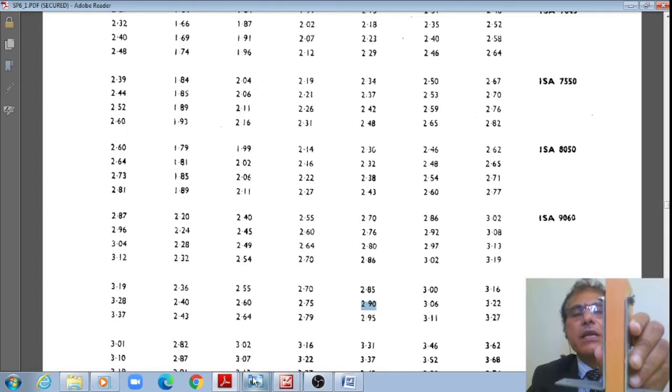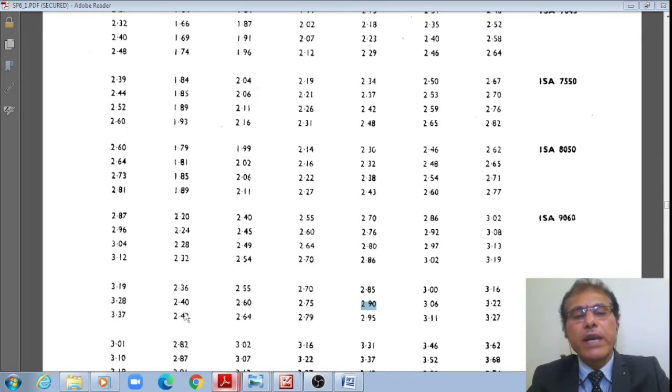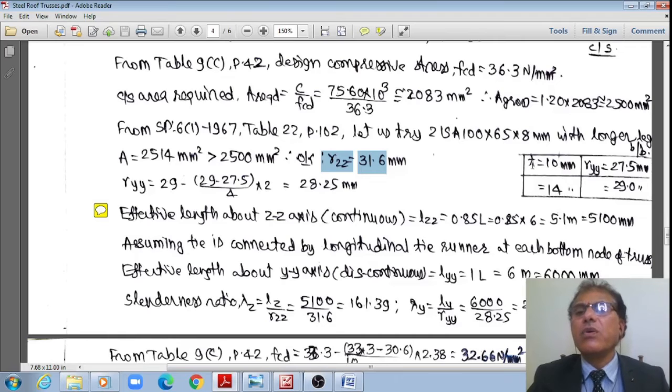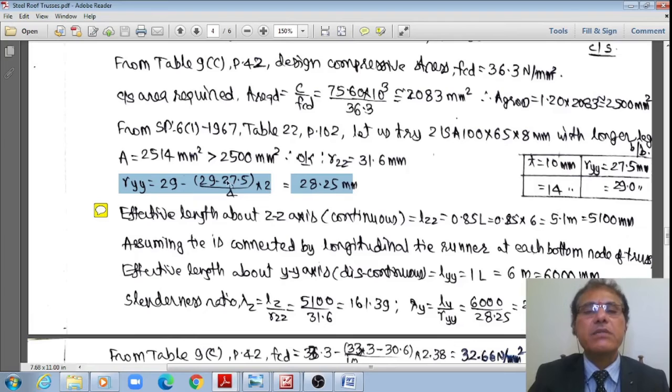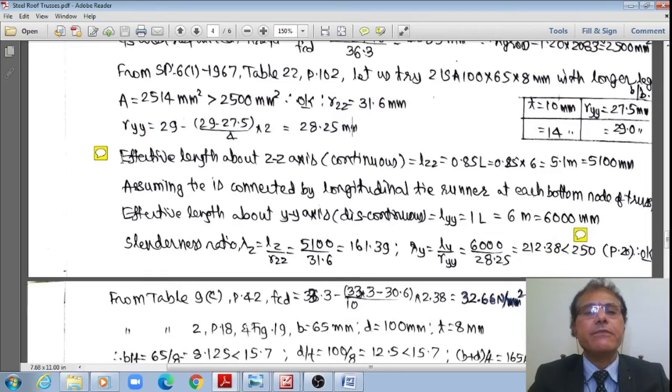However, here the gusset plate is of 12 mm, therefore if I interpolate, what do I get? For 10, 27.5, for 14, 29, therefore upon interpolation RYY about the vertical axis or minor axis is 29 minus (29 minus 27.5) divided by 4 multiplied by 2, or say 28.25. However, compared to RZZ, this is the lesser value, therefore this will govern the design.